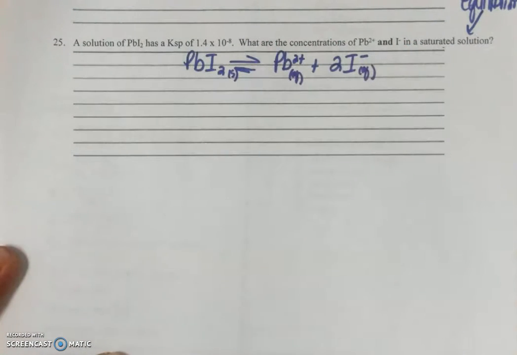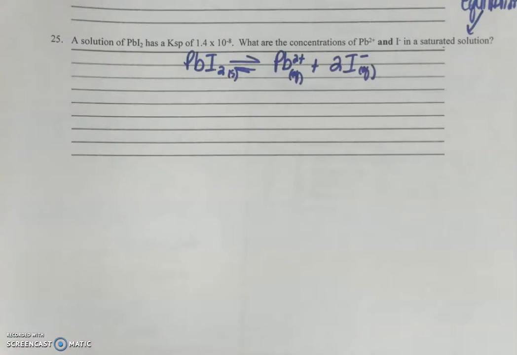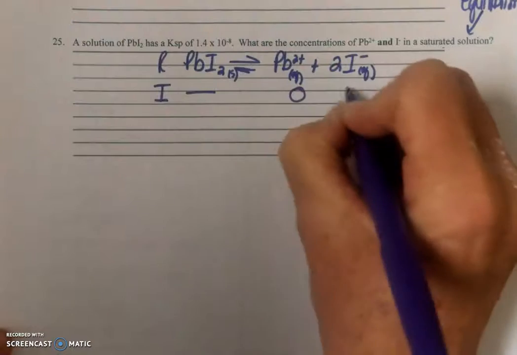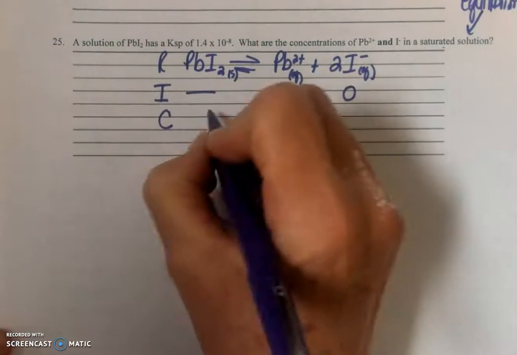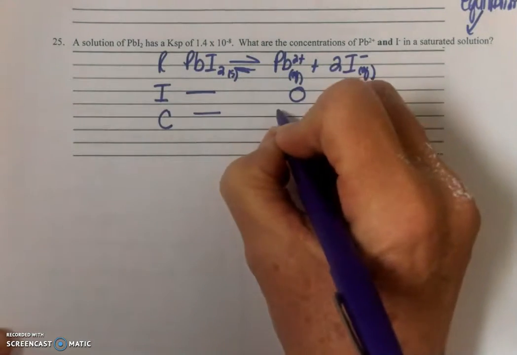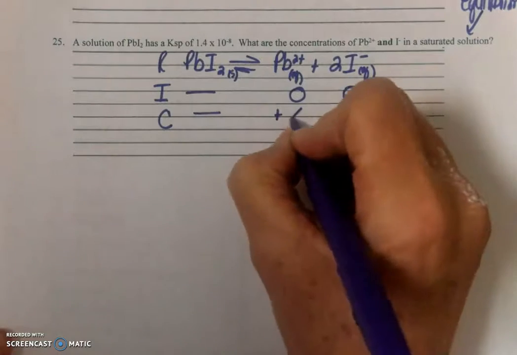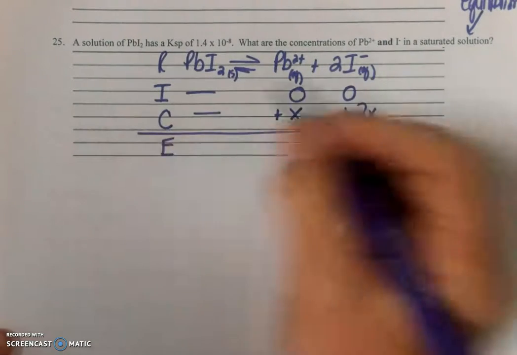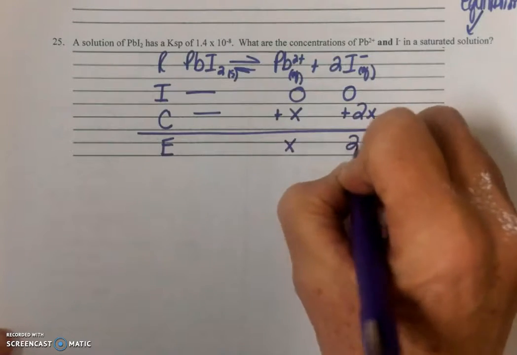All right. Now, I'm going to do a RICE table again because basically I need to find x in order to find the equilibrium concentrations. Equilibrium concentration is always one more step past x. All right? So here's R. Here's I. Don't care about that. 0, 0. Change. Who cares about that? Again, this is going to be plus and plus. This is going to be x. This is going to be 2x. Draw my line. My equilibrium concentrations are x and 2x.